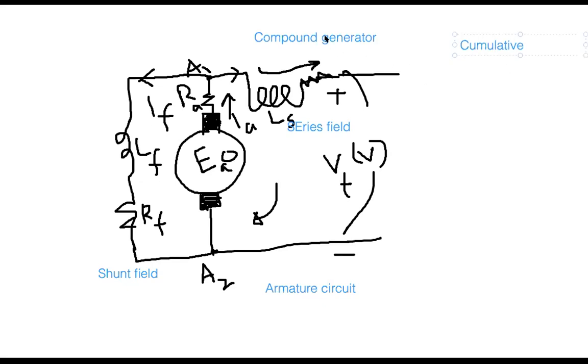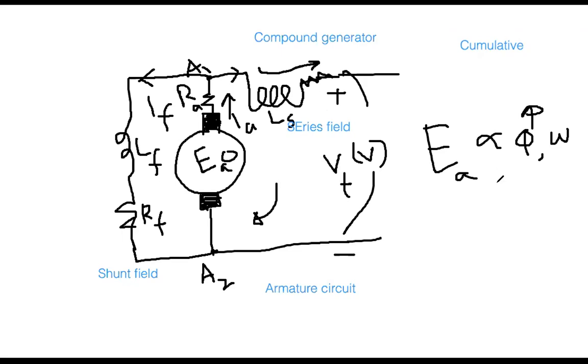Cumulative compound generator means, now everybody see, because there are two fields, series field and shunt field, it might happen that they are helping each other. I mean, the voltage produced, EA, is dependent on the field, right? So the voltage is proportional to the field flux and then speed. So it might happen that the series field and shunt field together are increasing the magnetic field strength. In that case, it is called the cumulative compound generator.